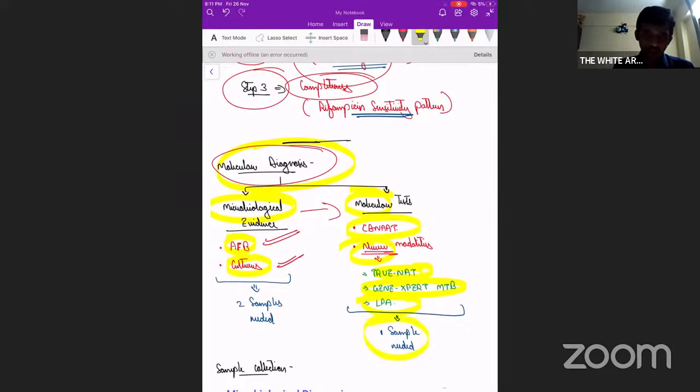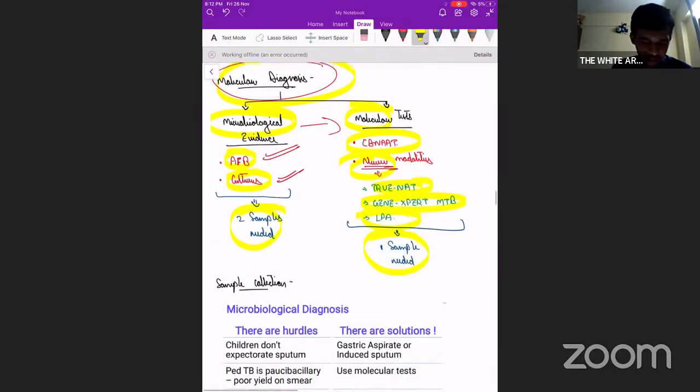If we are making the child undergo any culture or AFB when indicated, only then we send 2 samples. Okay, so if there is microbiological evidence that is needed, for which indications are different, because usually most of the times we end up sending for direct CBNAAT. That is what is given under diagnostic algorithm. So if it is microbiological evidence, it is 2 samples. If it is molecular test, it is just 1 sample that is needed.